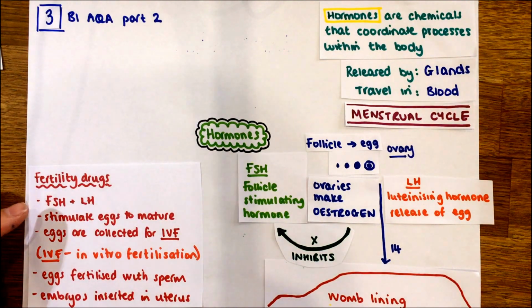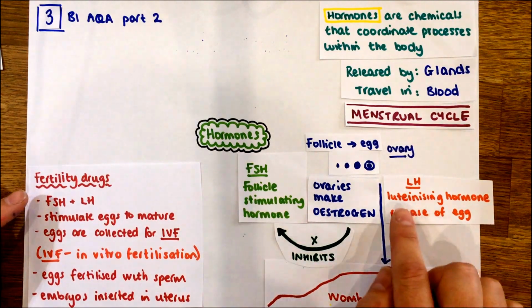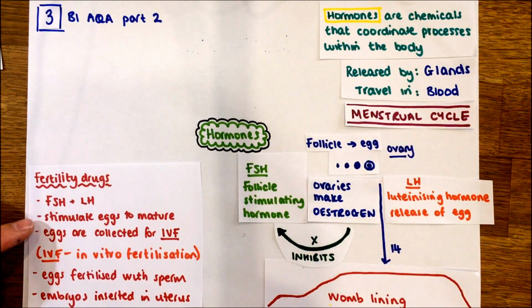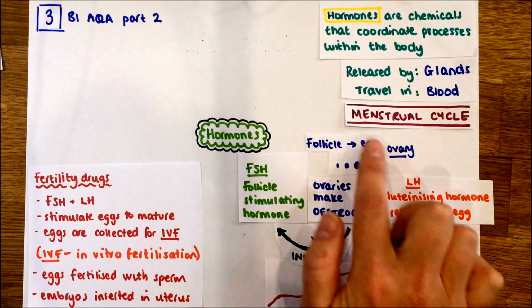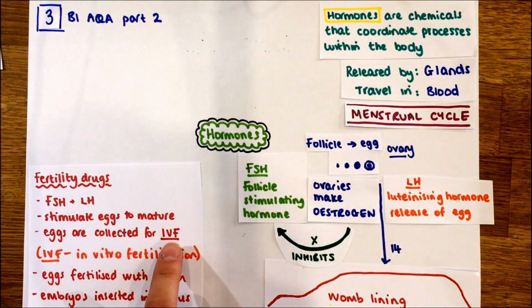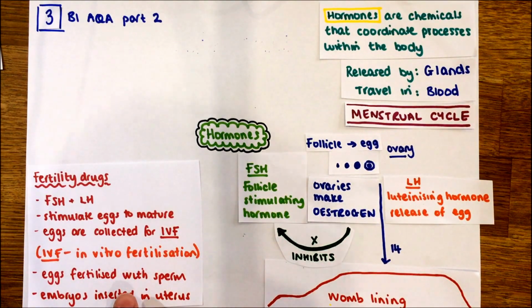And these drugs contain FSH, so follicle stimulating hormone, and luteinizing hormone. And what they do is they stimulate the eggs to mature inside, and then the eggs are collected from the woman, okay, by a doctor, and they're then used in IVF.